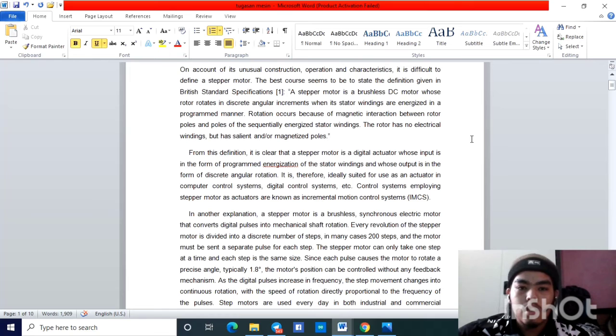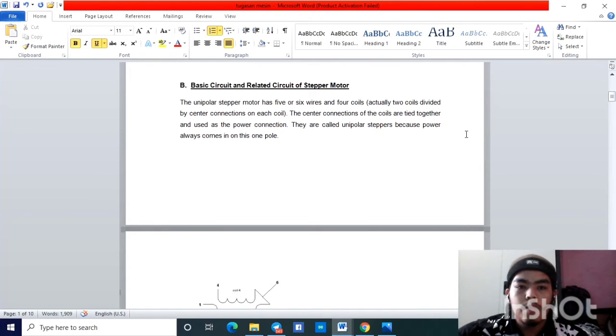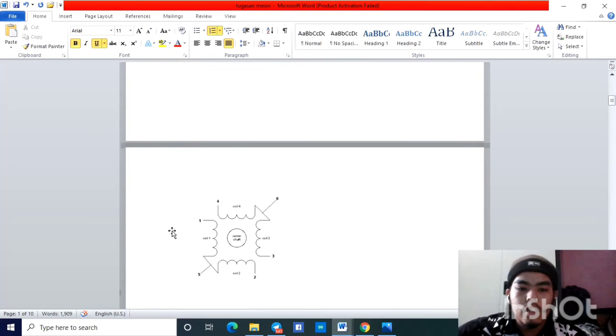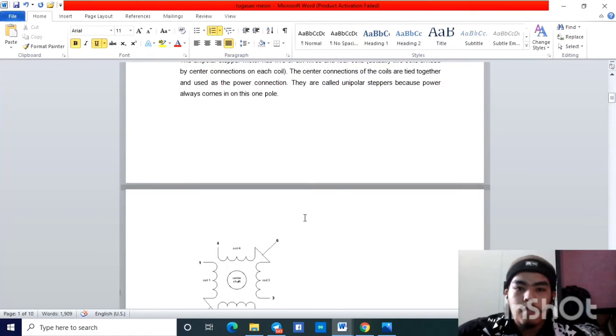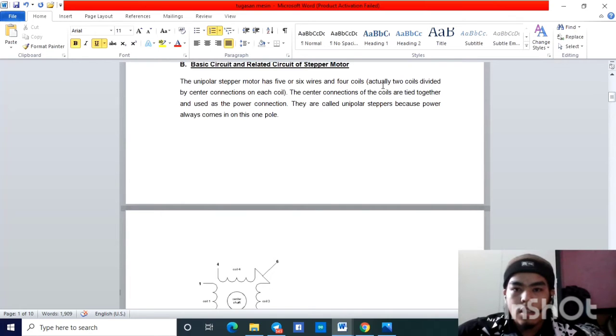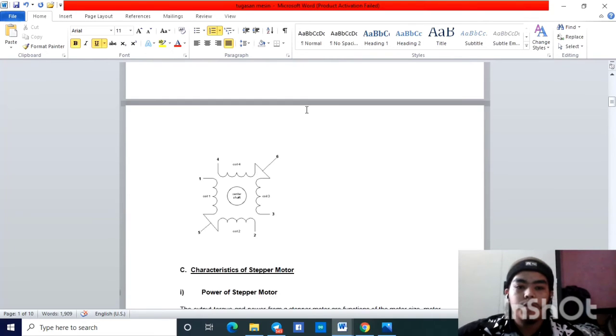Okay, that is for the introduction. Next, basic circuit of the stepper motor. The unipolar stepper motor has 5 or 6 wires. In the picture here, it is 6 wires and 4 coils. The connections of the coils are tied together and used as the power connection. They are called unipolar steppers because the power always comes in on this one pole.